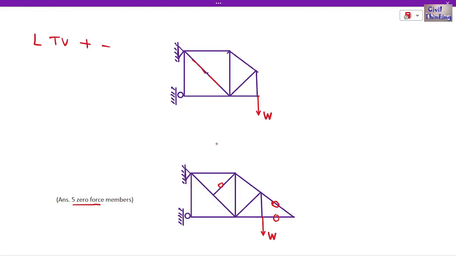Now what is this? Now this is L, right? This is L shape, you see L. L can be like this or the mirror image. You have load in this direction, and this side is at an angle of 90 degrees, right? So this is a zero force member.